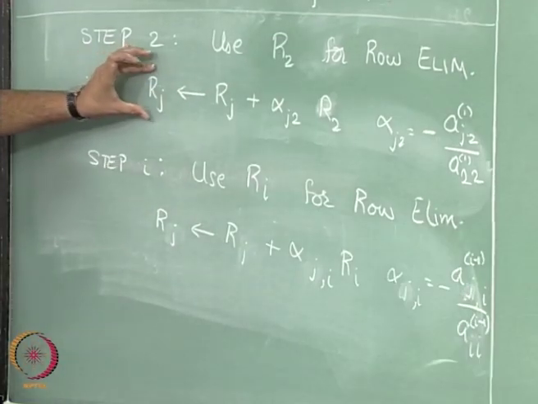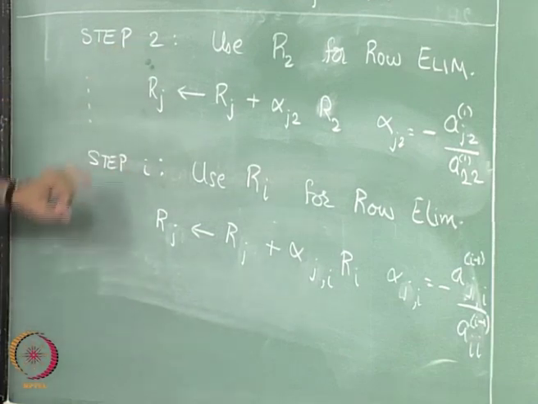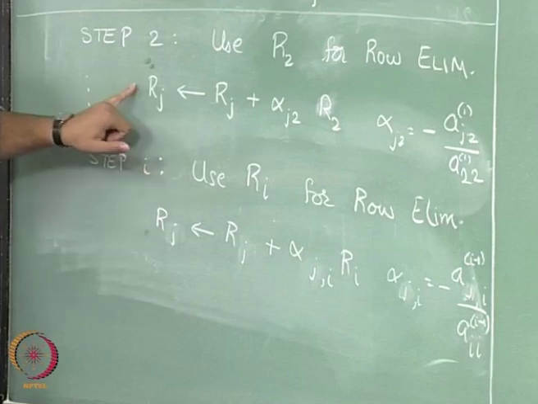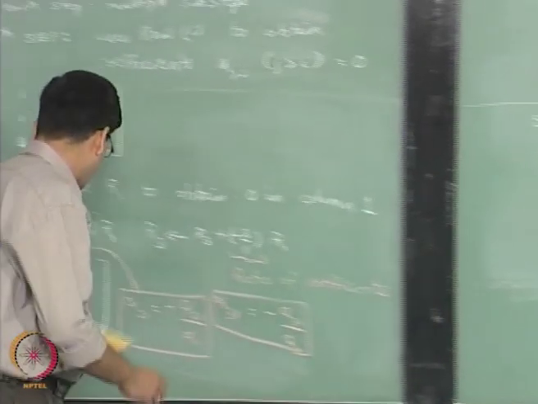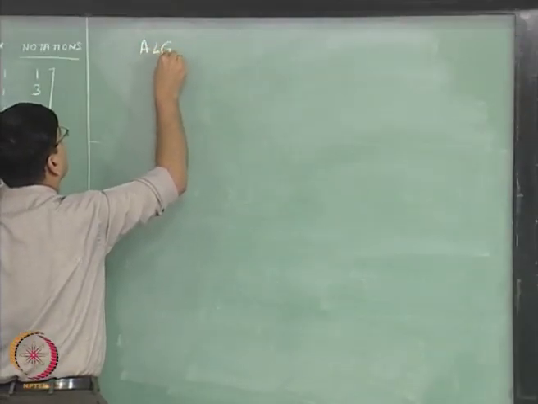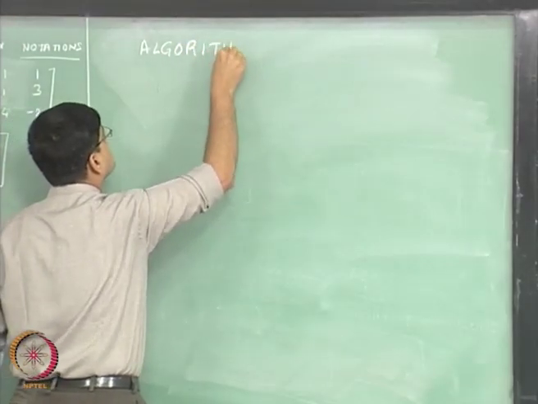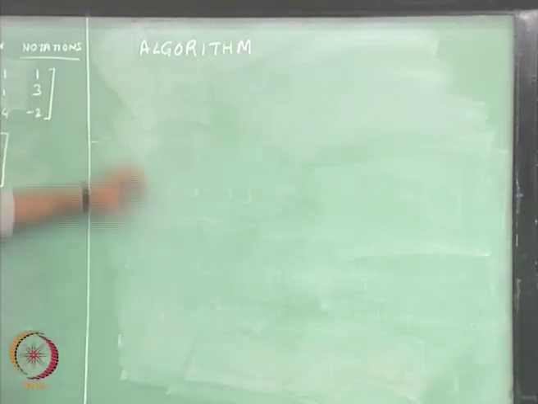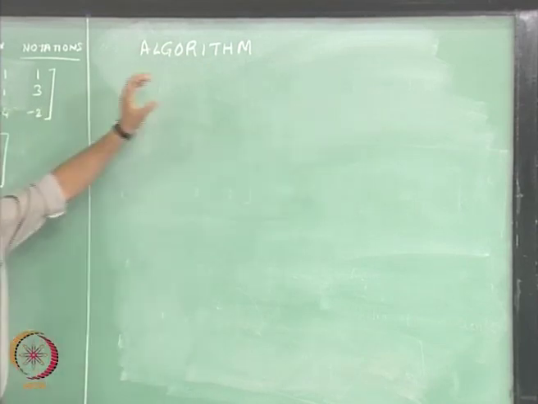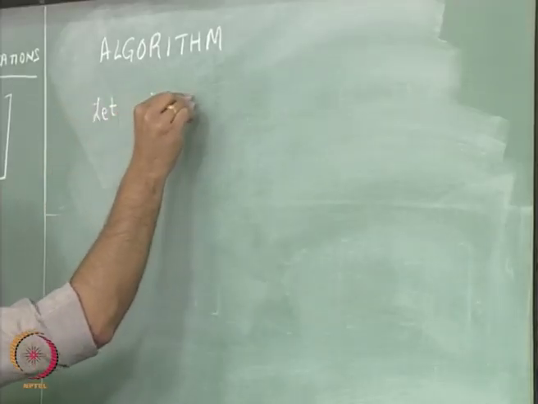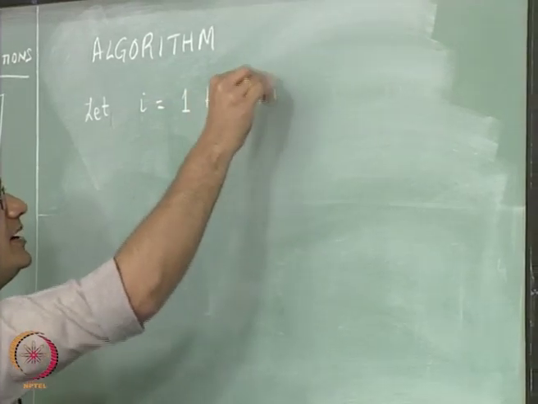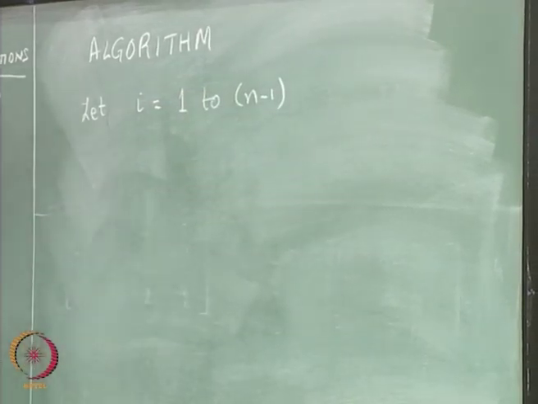Now, if we consider what we do in step 2 and what we do in step i, we have Rj over here where j is going to be greater than i. Okay. So, let me write the algorithm. Again I am going to very roughly write the algorithm, not in a standard form. We will let i go from 1 to n minus 1, because we are doing those row operations using row 1, row 2, row 3 up to row n minus 1. We are not using the nth row to do any row operation.